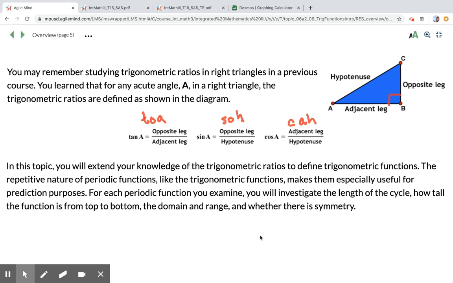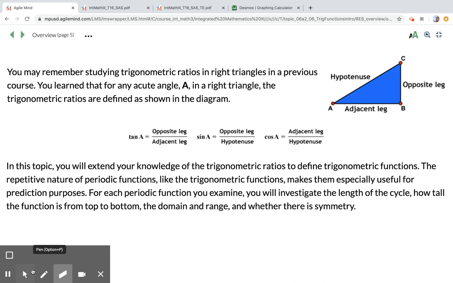So we're going to investigate some stuff with these periodic functions. Some new topics are going to come into this: the length of the cycle and how tall our waves are. And of course, we'll continue discussing domain and range, and symmetry will come back into this as well. So, erase all that. Get my pencil back.